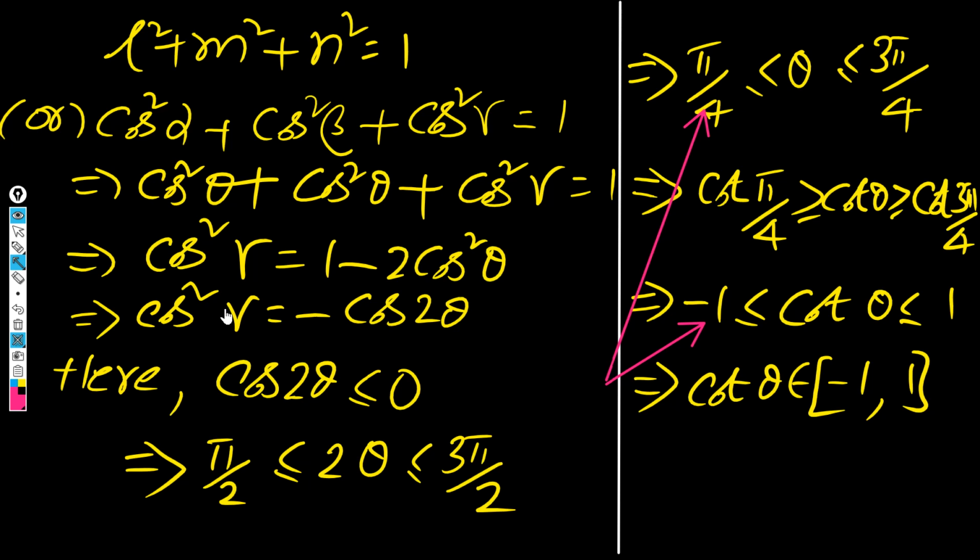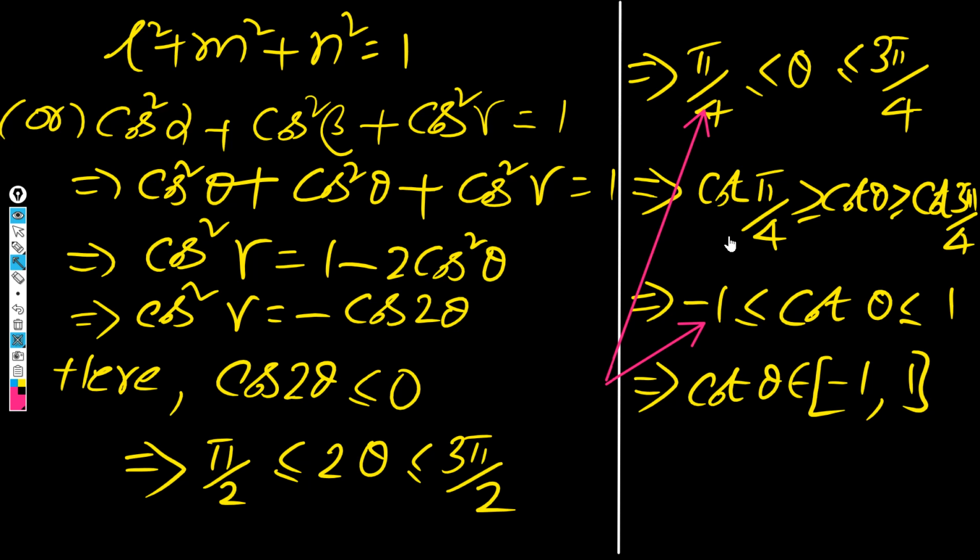For this cos square gamma to exist, your cos 2 theta must be negative, because minus of minus becomes plus. So cos 2 theta is negative in the second and third quadrants. I wrote that. Thereby I got the relation for theta as pi by 4 less than or equal to theta less than or equal to 3 pi by 4. Applying cot, what happens here? Cot is a decreasing function. How do we say that cot is a decreasing function? If you take the derivative of cot theta, it is minus cosecant square theta. The first derivative is negative, and whenever the first derivative is negative, the function is strictly decreasing.